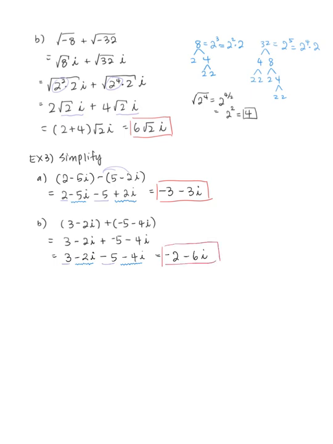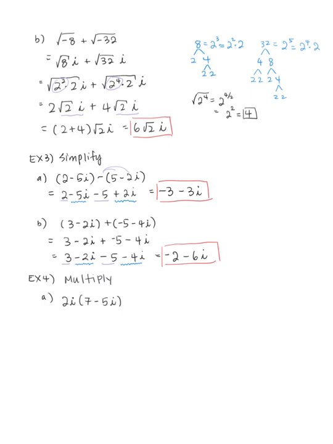Okay, now we're done with adding and subtracting complex numbers. Now, guess what's coming next? Yes, multiplying and dividing complex numbers now. Alright, so let's take a look at this example. Multiply 2i times 7 minus 5i.